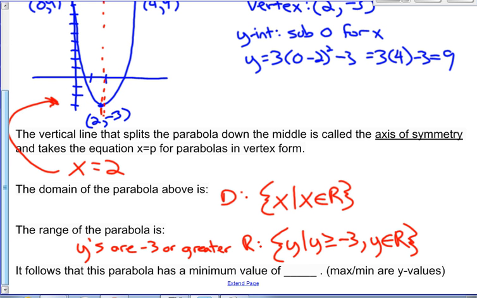So it follows that this parabola has a minimum value of negative 3. That's as low as it goes, right here. Max and min are always y values. Let's try another one.